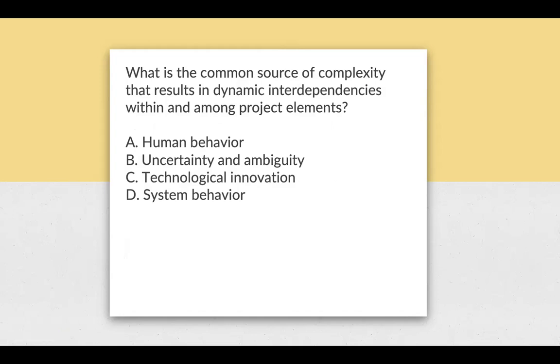What is a common source of complexity that results in dynamic interdependencies within and among project elements? A. Human behavior. B. Uncertainty and ambiguity. C. Technological innovations. And D. System behavior. So the correct answer is system behavior. How? System behavior is a common source of complexity that causes dynamic interdependencies. When project components interact in nonlinear or unpredictable ways, it creates complexity, dynamic relationships, and interdependencies that are difficult to predict and manage.